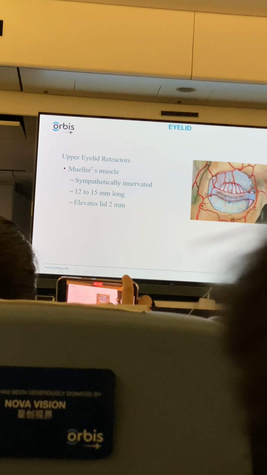In the lower lid, the retractor muscles are less well defined.